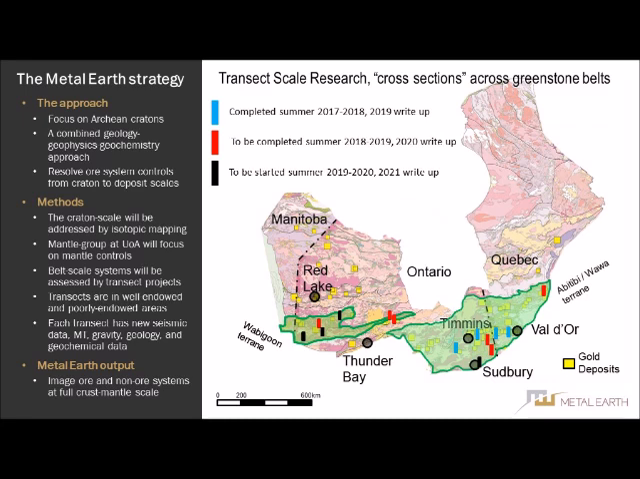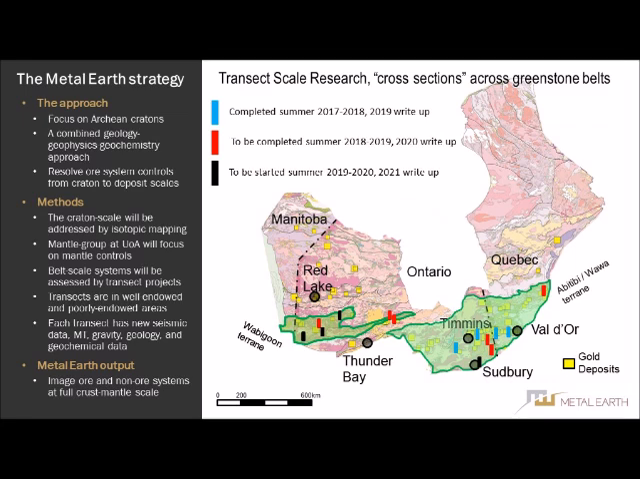So we'll be looking at isotopic mapping, as I've just been talking about. There's a mantle group at the University of Alberta who will be focusing on mantle controls, looking mainly at xenoliths from places like Wawa. And then the belt scale system will be looked at by transect scale projects, basically making large-scale cross-sections. This is by far the biggest part of the project.